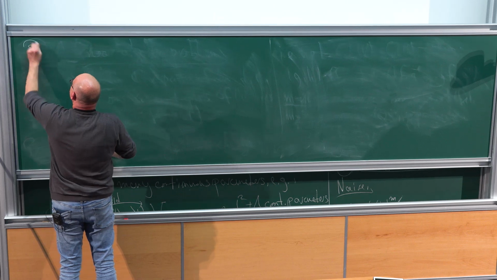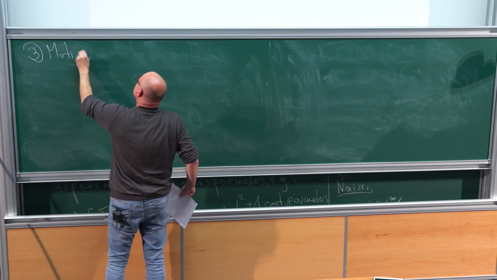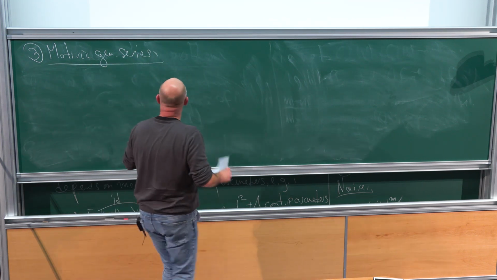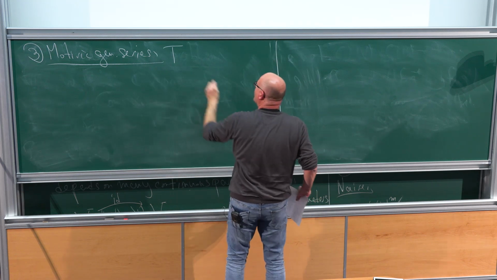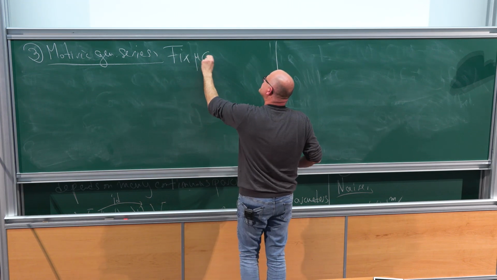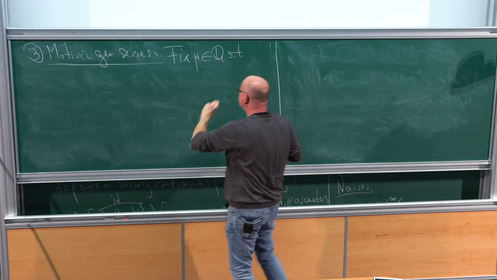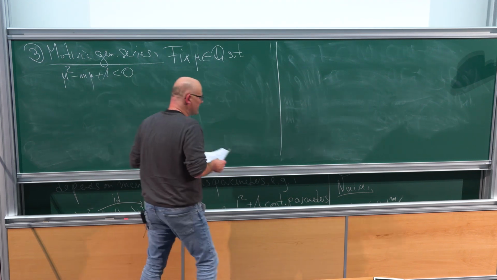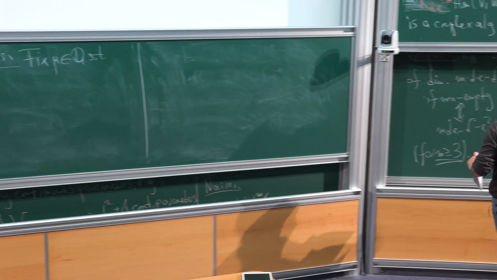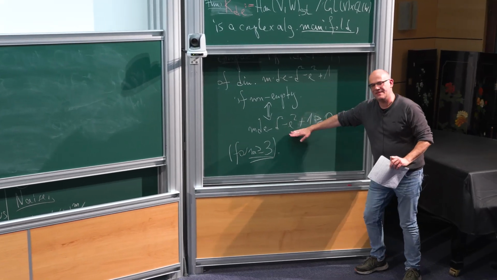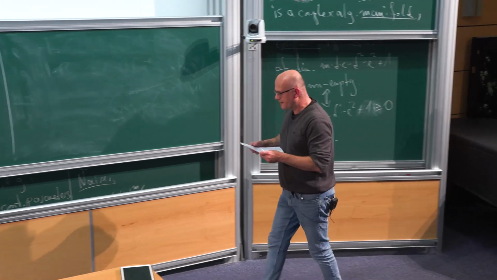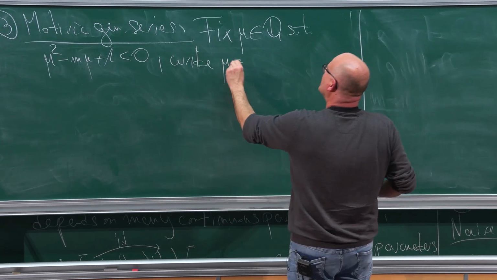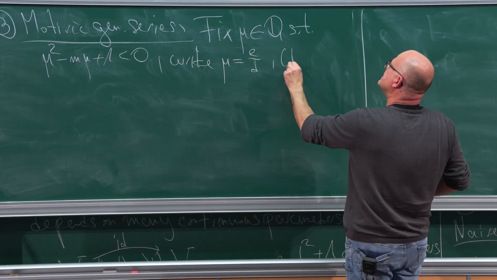So, 3. Motivic generating series. Let me fix, for this part, a slope. Let me fix a rational number such that mu squared minus m mu plus 1 is strictly less than 0. So the slope should be the ratio of E by D, and then you will recognize this quadratic form again. And we write the slope as E by D for D and E coprime.